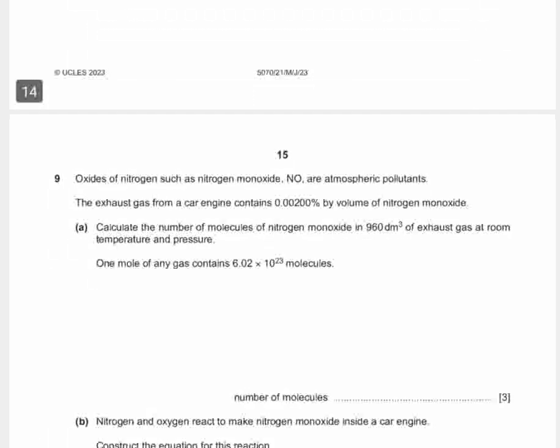Next question is oxides of nitrogen such as nitrogen monoxide. It's an atmospheric pollutant, and by volume 0.00200% is present in exhaust gases, and if 960 decimeter cube of exhaust gases is released, then what is the number of molecules of that nitrogen monoxide? We have done this numerical.